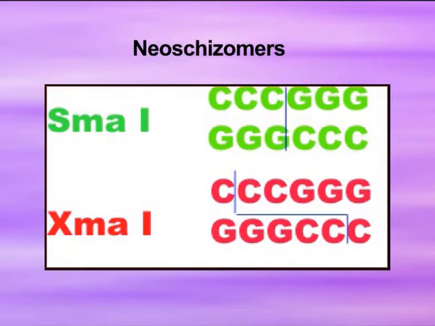Let us now move to neoschizomers. As we can see, an example of neoschizomers is SmaI and XmaI. Both of them are recognizing the same restriction site, but they are cleaving at different points.